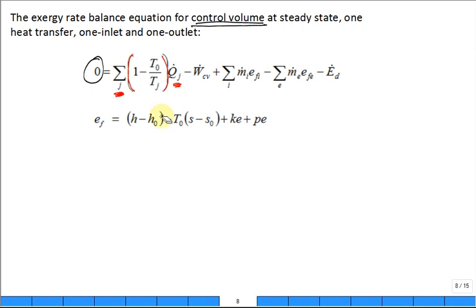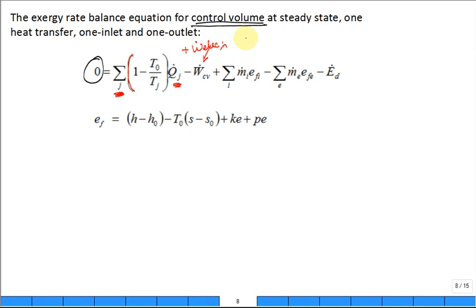All right. What's this T naught right here? Dead state temperature, 298 Kelvin typically. What is this W minus W dot CV? That's typically a rotating shaft power coming out of the control volume, so it's a negative. Okay. For the previous problem, we added in here a positive W dot electric going into the system.